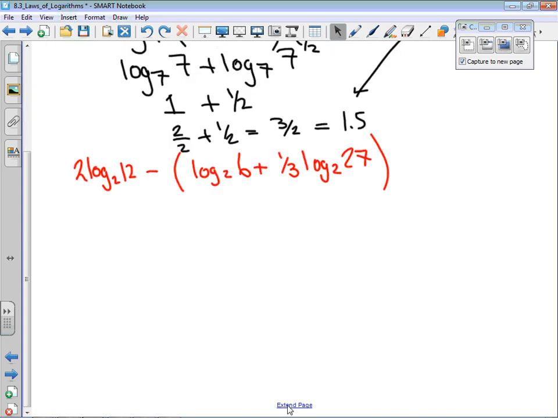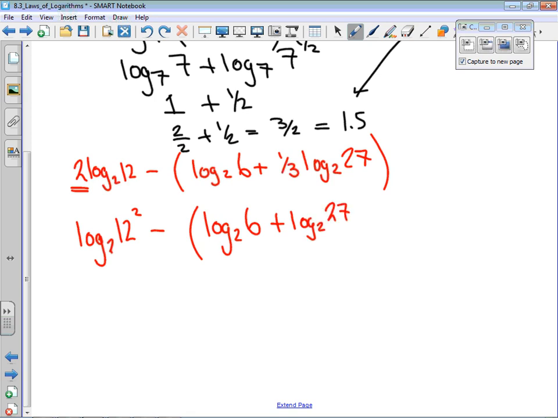And if you do have your formula sheet, take a look at the log law for the product law and the quotient law. The logarithms don't have any coefficients. We have to make sure we get to that point. So I'm going to do it twice here. I'm going to turn this coefficient 2, I meant to underline it there, this coefficient 2, into an exponent. So this is going to be log base 2 of 12 squared minus, in a bracket, we'll have log base 2 of 6 plus log base 2 of 27 to the power of 1/3.